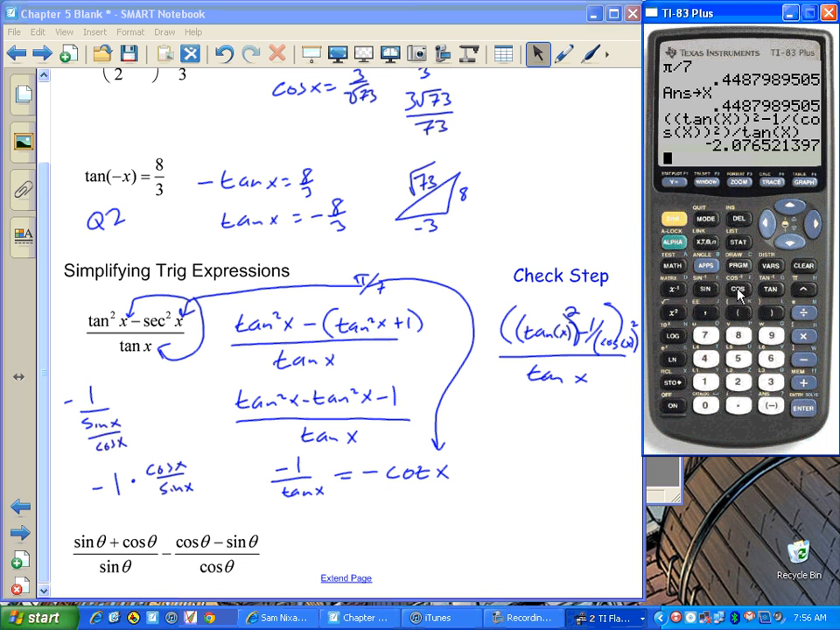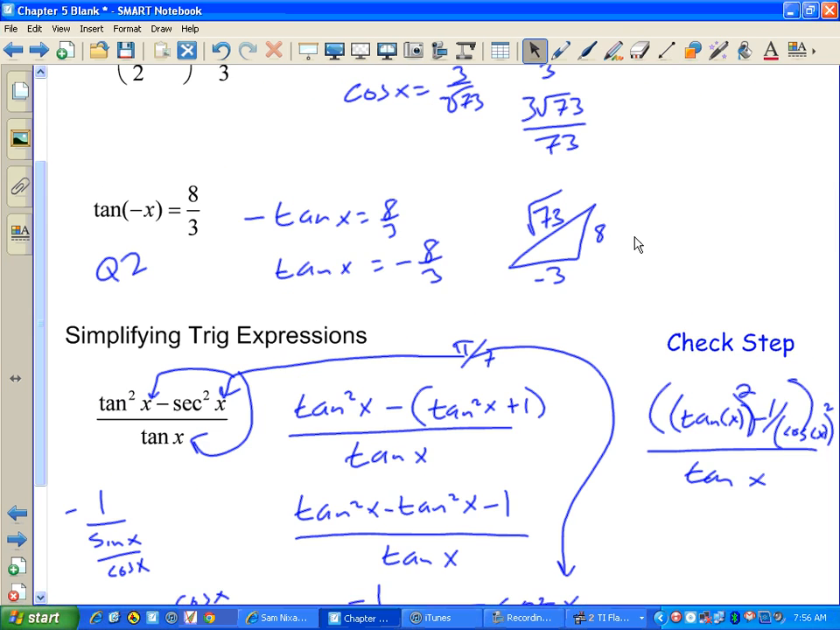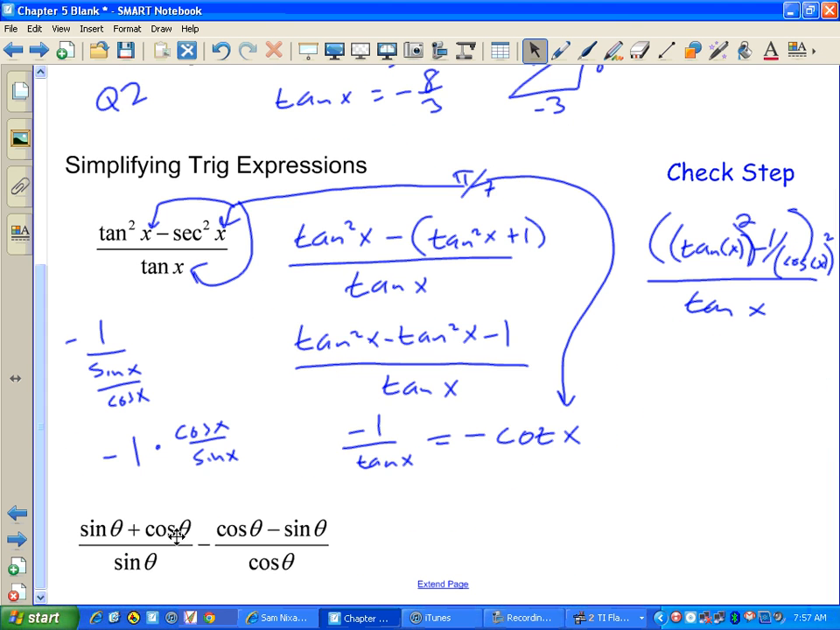Now cotangent is cosine over sine, so cosine x divided by sine of x, and we want this to be negative. I forgot to put the negative in, but with the negative, we'd have the exact same answer. So that works, and I know that I've got the right answer now because it simplified and gave me the same answer out. Let's look at another one here.